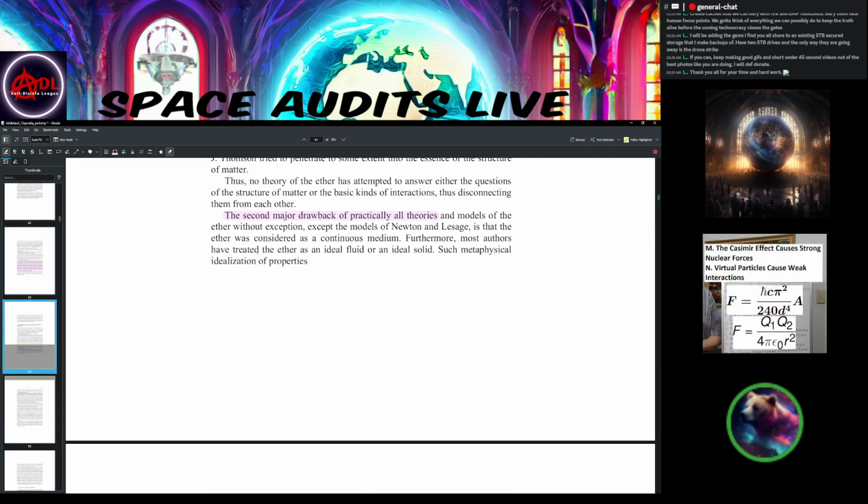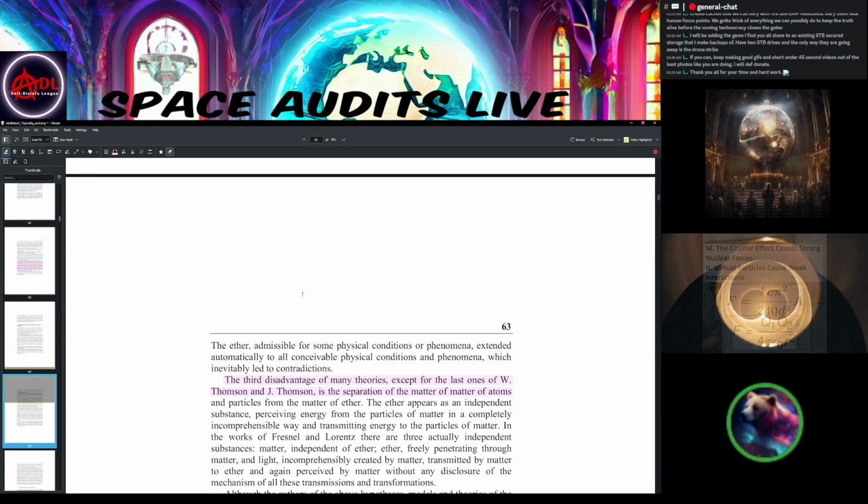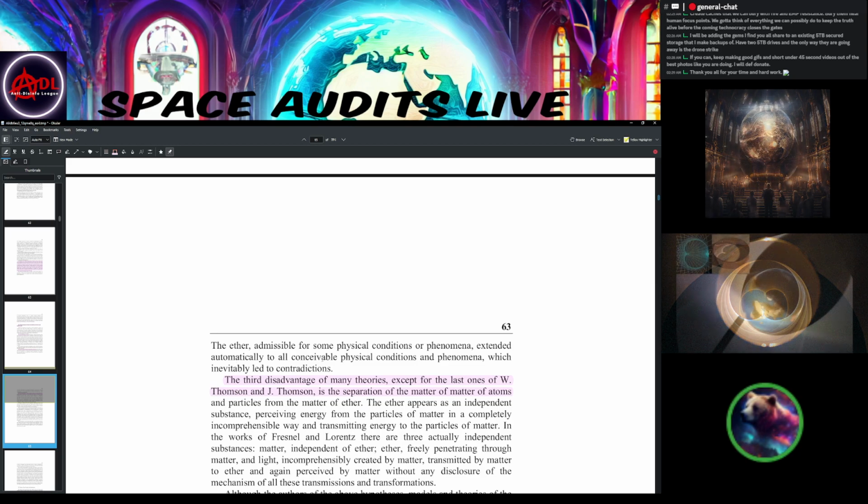Most authors treated the ether as an ideal fluid or ideal solid. Such metaphysical idealization of properties of the ether, admissible for some physical conditions or phenomena, was extended automatically to all conceivable ones.